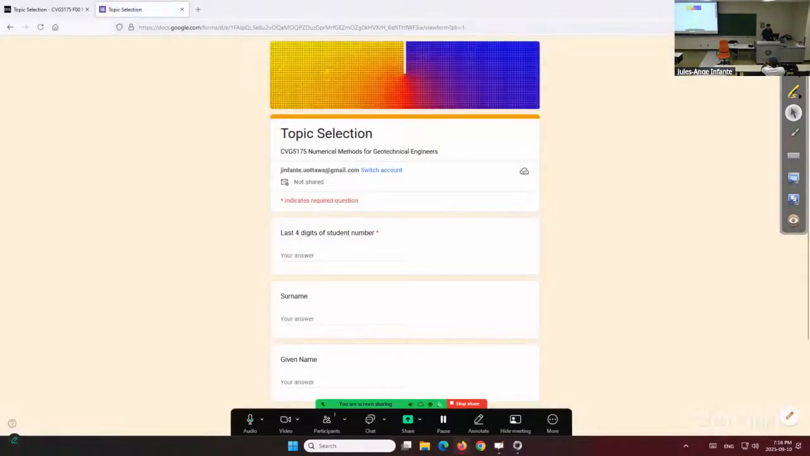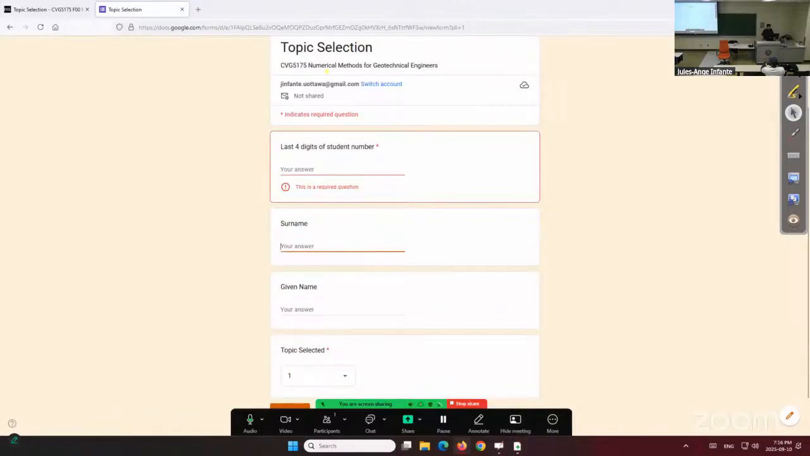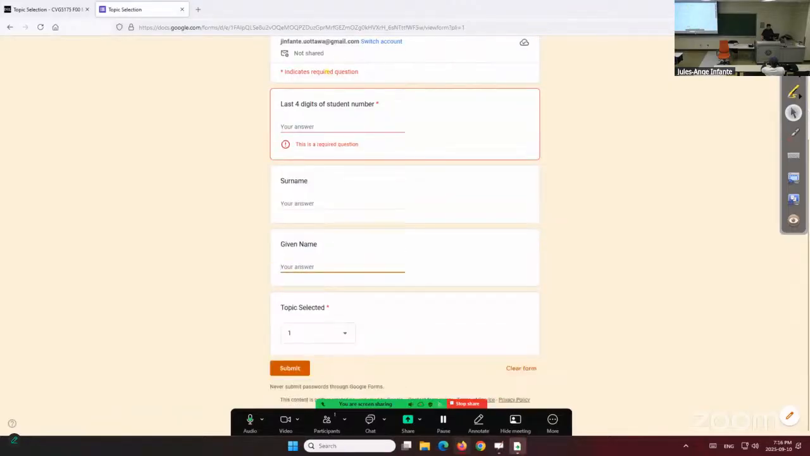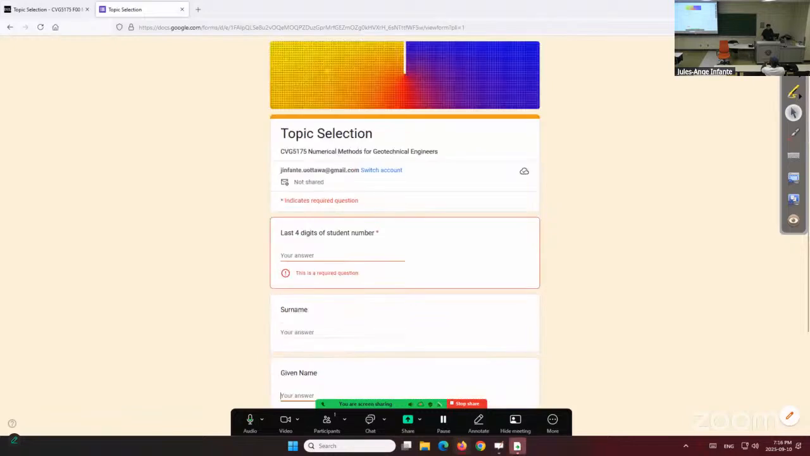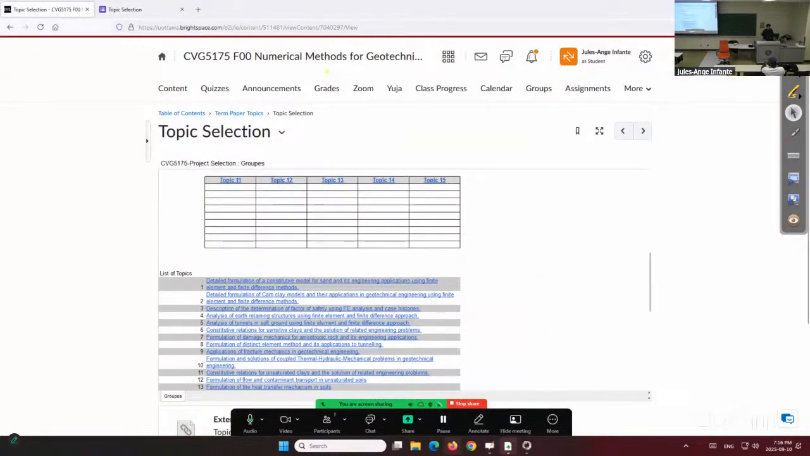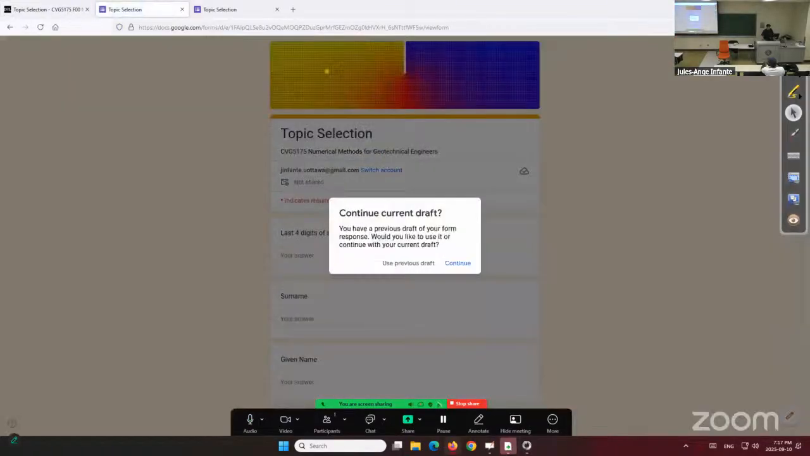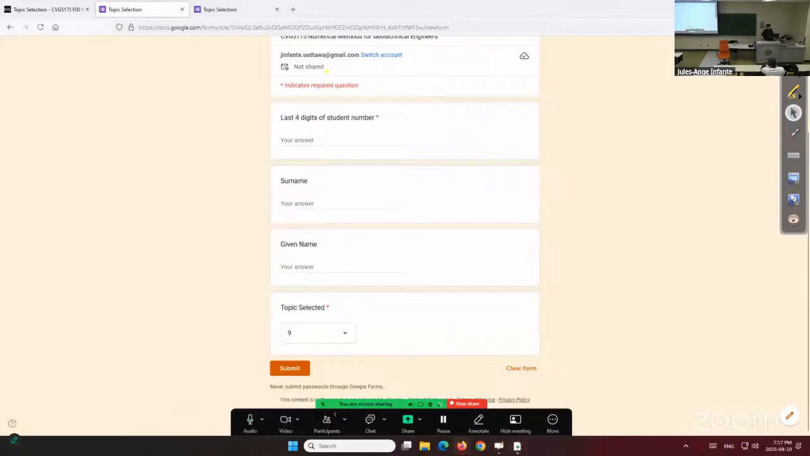And put your email address if necessary, and the last 4 digits of your student number, your family name, and your given name. And here it should automatically have the value of the topic you selected. So if I went to topic 9, application of fracture mechanics, it should have topic 9. So this part, you should not have to select.